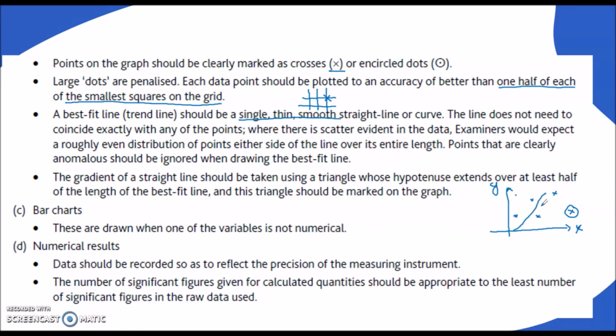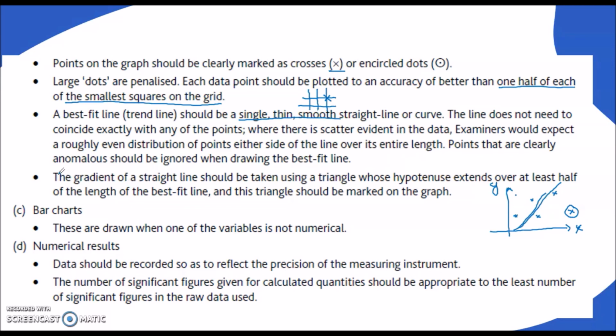This one is not straight, just imagine this is a straight line. Make sure you take a ruler and draw it, and balance the points on the top and bottom of the line. So that's the best fit line.